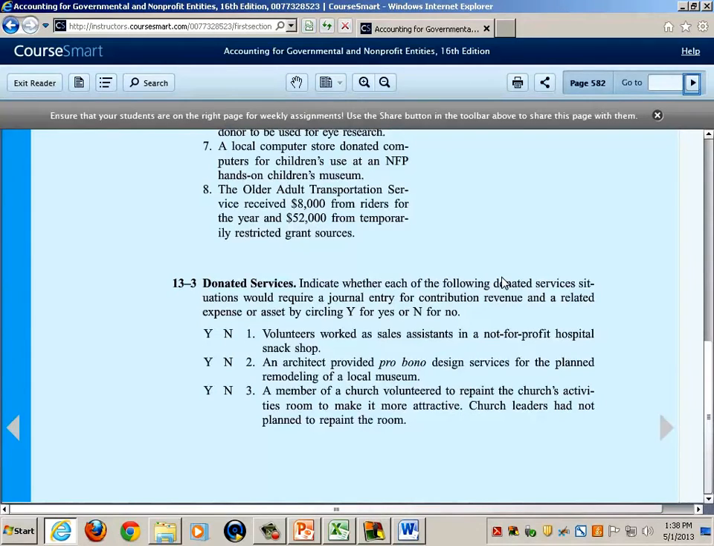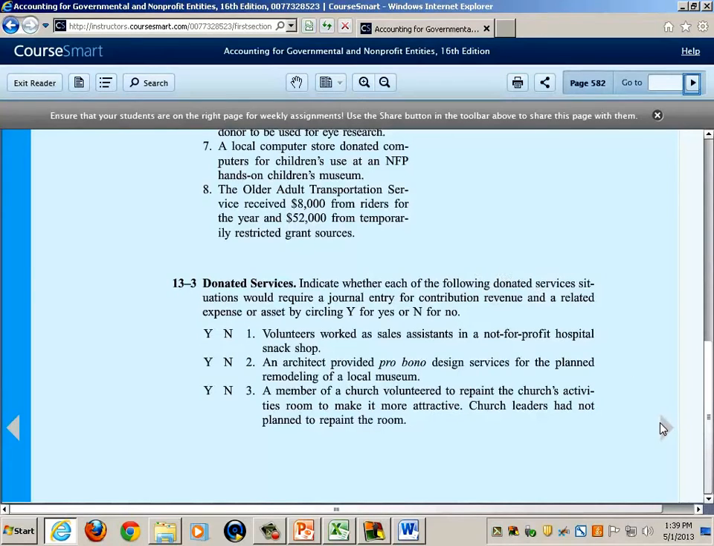Why? Because sales assistant, does it require specialized skills? Some people might say yes, but how about the second question? Yes or no from this side? Good. All right. That is yes, because it's an architect, right? What about number 3? Yes or no? Should it be recognized as a contribution revenue or not? Think about those two tests. Specialized skill, right? It's not so, okay? We don't have that.